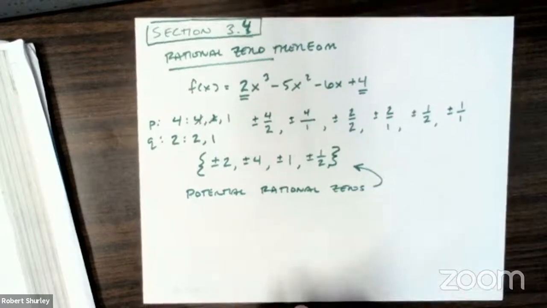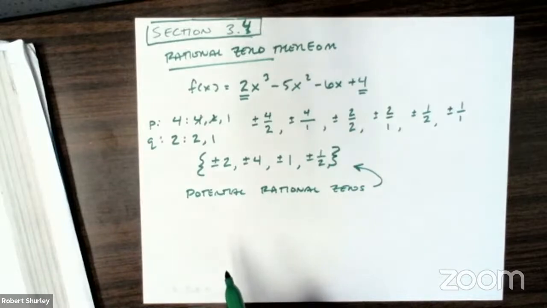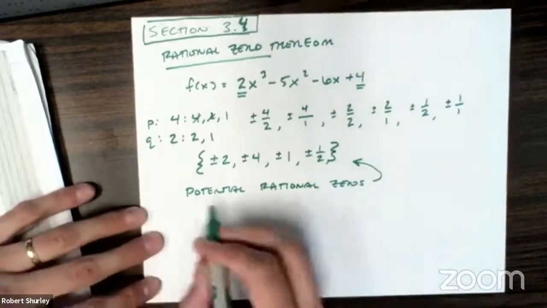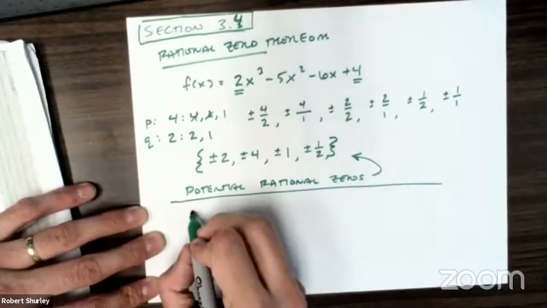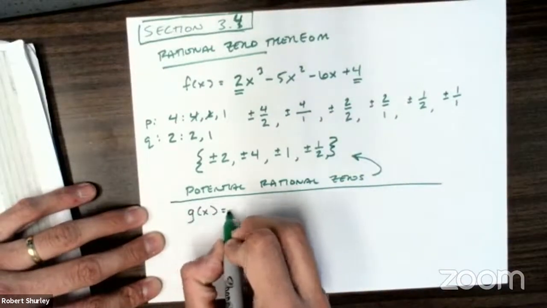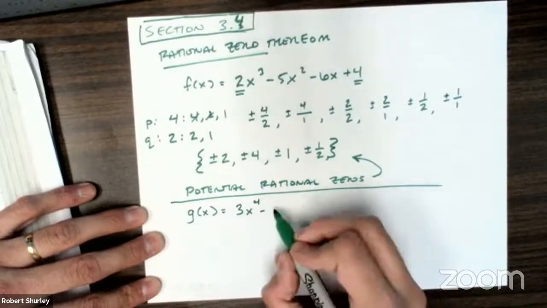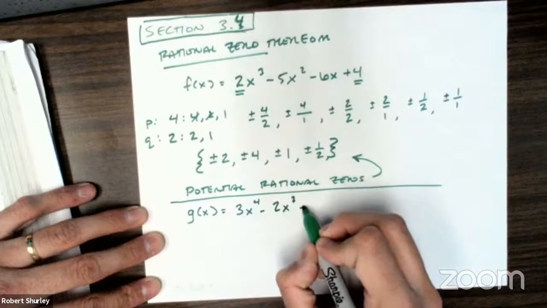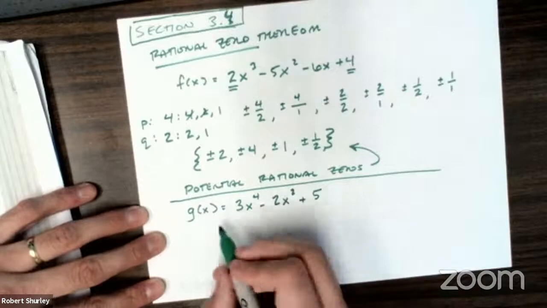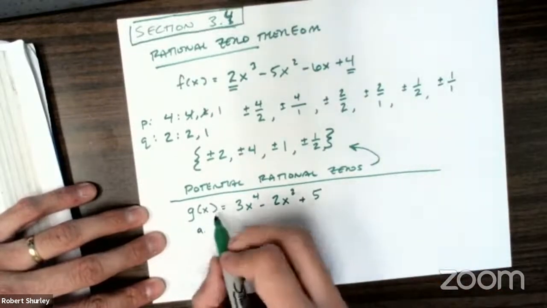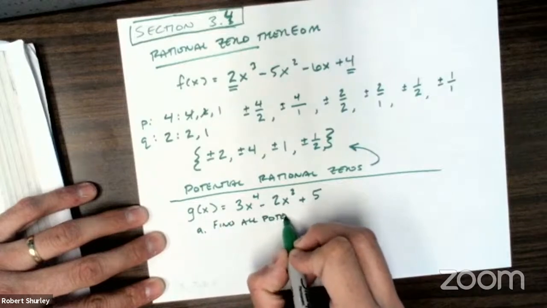Okay, so I'm going to give you one now, and I want you to try it. Let me steal one from the book. Actually, I'll just make one up. Same thing. I want you to list out the potential rational zeros here. Let's say I had g of x equals 3x to the fourth minus 2x squared plus 5. So part A for a lot of these questions is going to say find all potential rational zeros.